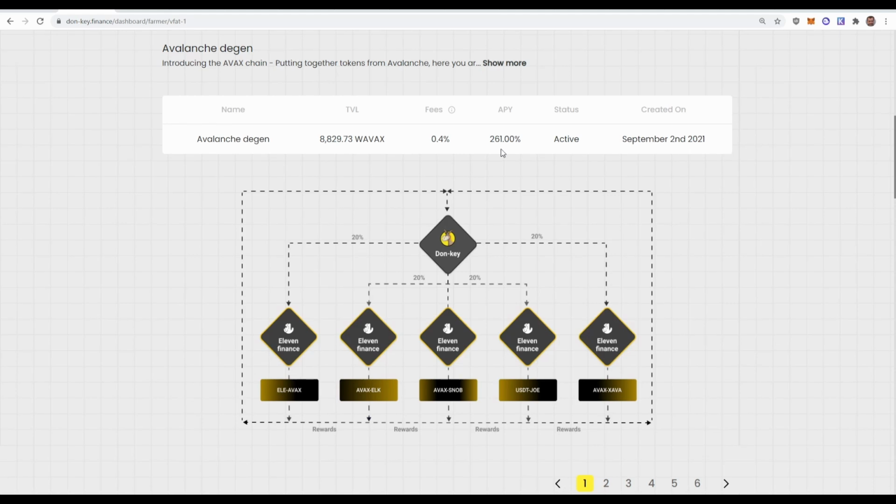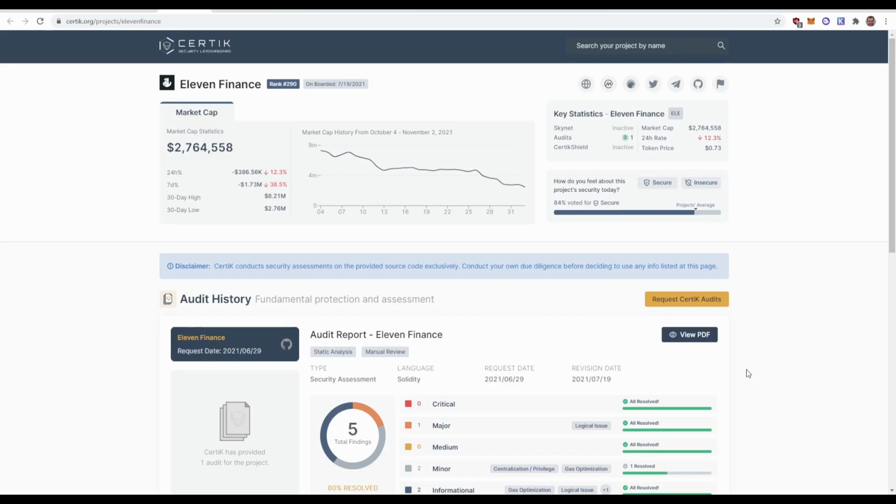So the next thing we want to talk about is the platform security of 11 Finance. All right, we are now looking at the Certik page for 11 Finance. So this is the only auditor that they have, and they have already been hacked once. I'm not aware if that happened while they were audited already, or before they had an audit. I can't tell that. You can research that on your own easily if you want to.